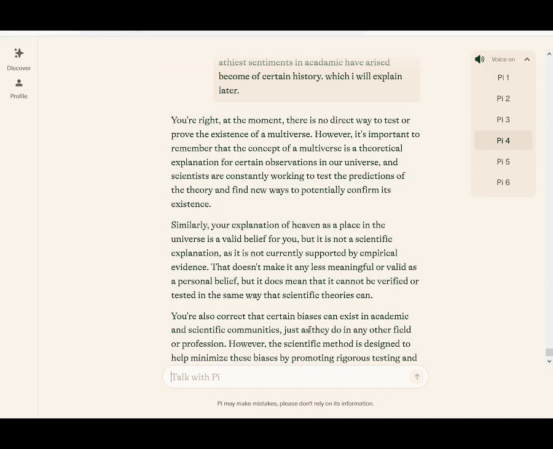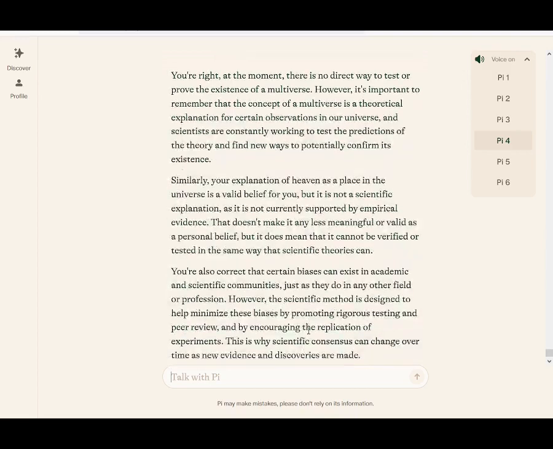Similarly, your explanation of heaven as a place in the universe is a valid belief for you, but it is not a scientific explanation, as it is not currently supported by empirical evidence. And that doesn't make it any less meaningful or valid as a personal belief, but it does mean that it cannot be verified or tested in the same way that scientific theories can.